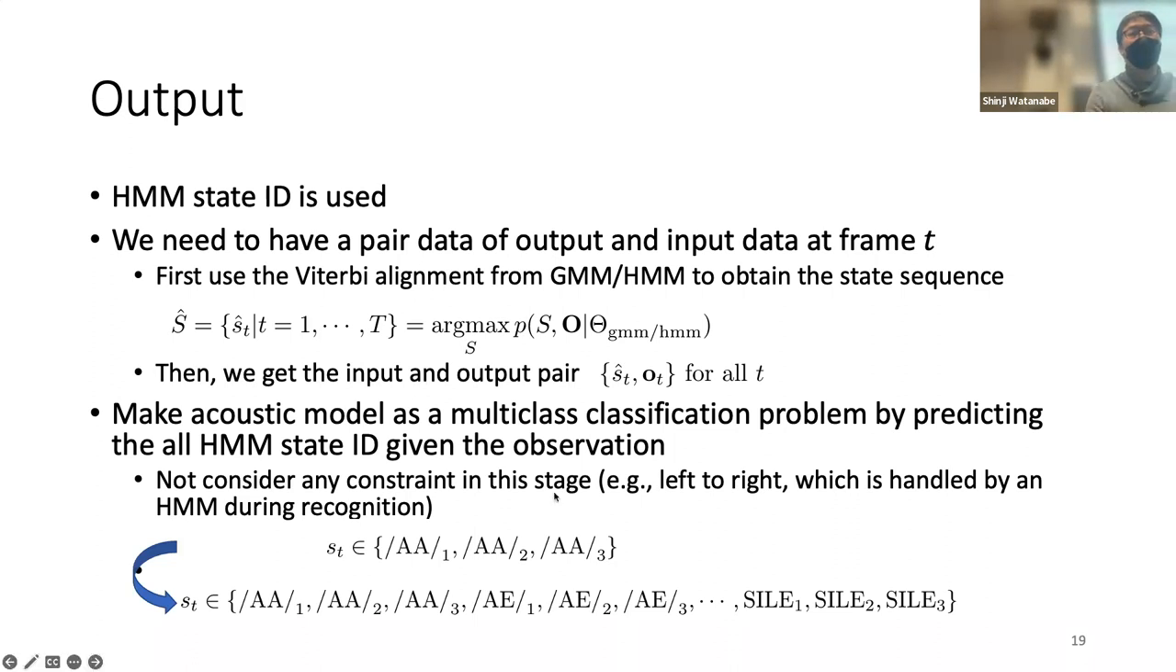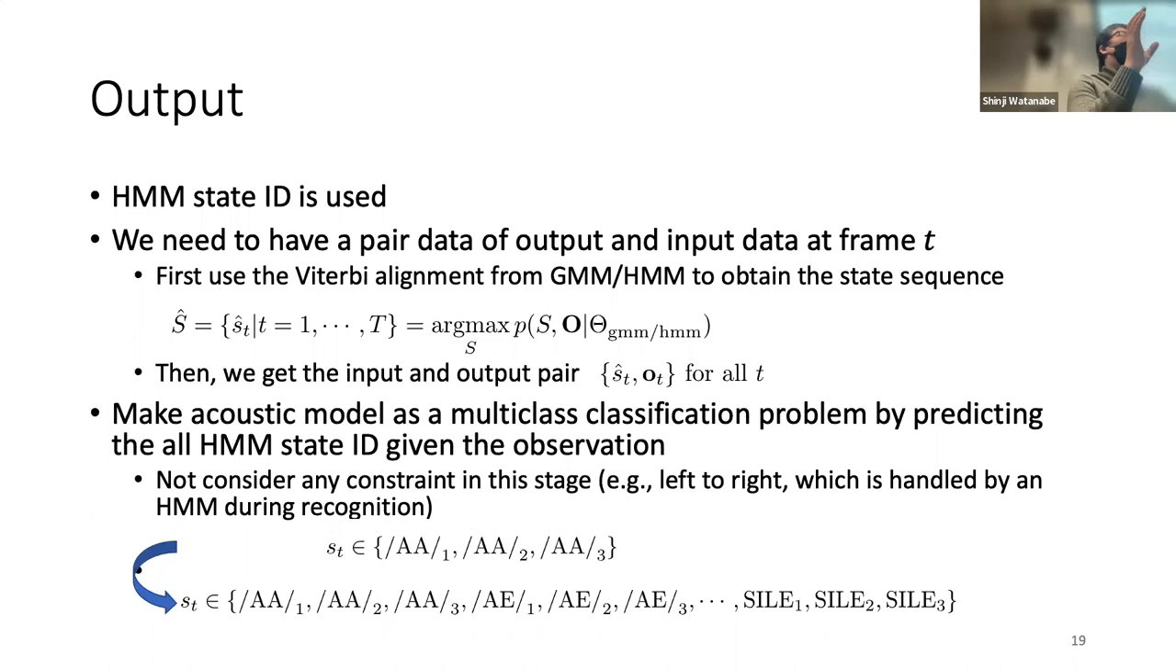And then we just use the context dependent HMM state. It's usually after the clustering I introduced in the phonetic decision tree. But anyway, after that, we would have 2000 or 3000 HMM states in total, and that becomes the category. Okay. Input can be extended to deal with any of the features, and for the output, we're still using the HMM state ID.